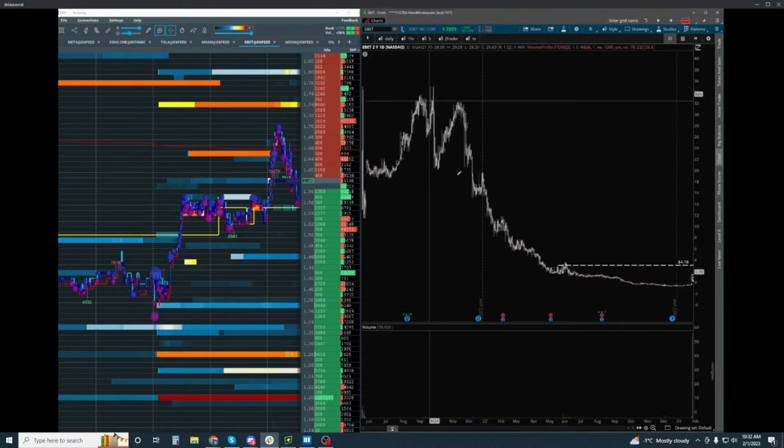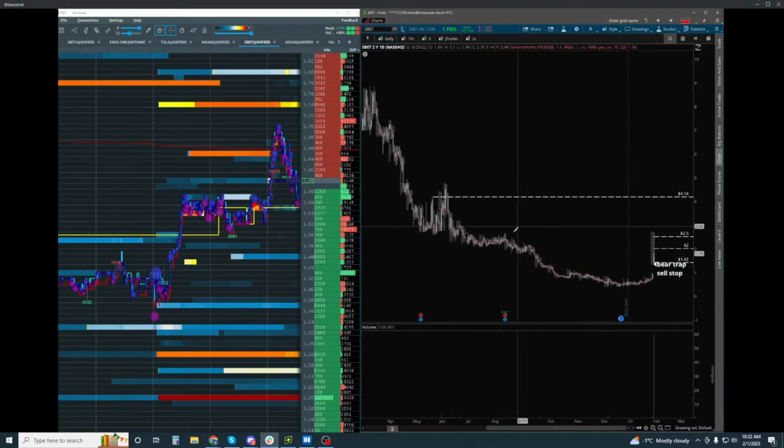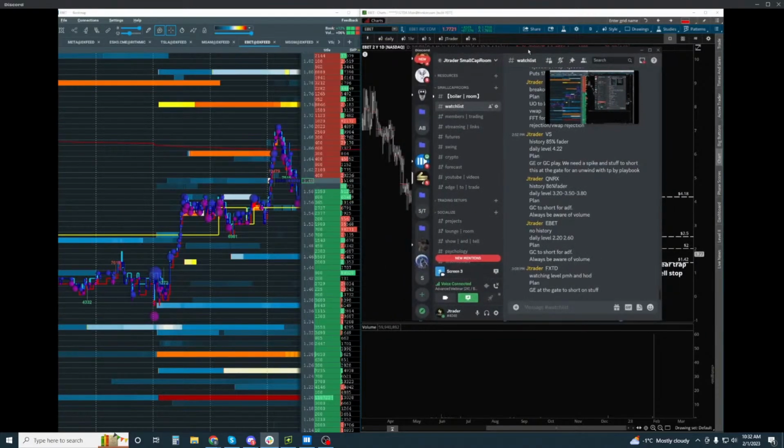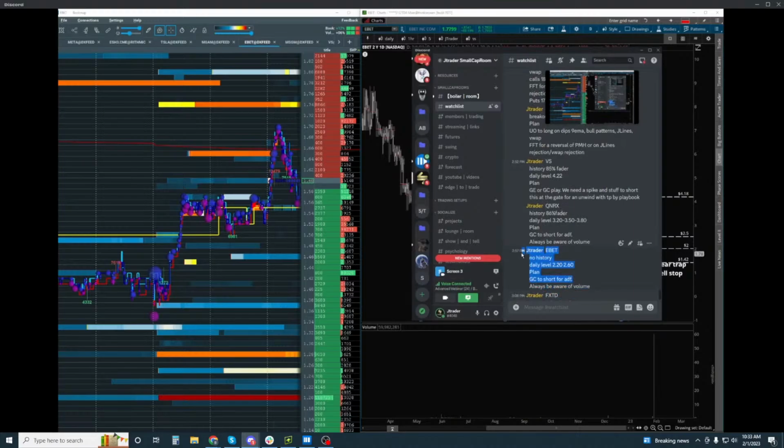Back to the daily. I was saying before, 260 this morning. So I can get back over here to the watch list. This is my watch list. I made it over here at 8:57. Daily level 220, 260. Gap and crap to short for ADF. ADF means all day fail.